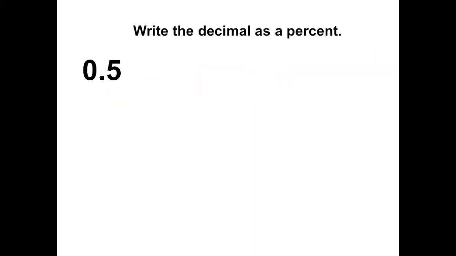Another way we can do this is to move the decimal 2 places to the right and add a 0. We end up with 50, and we add our percent symbol.